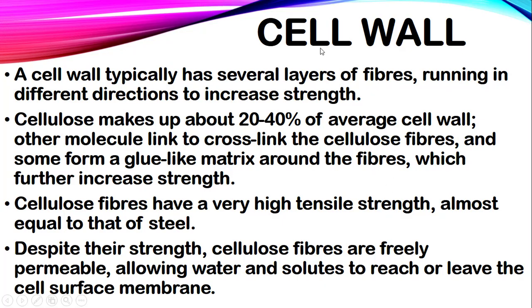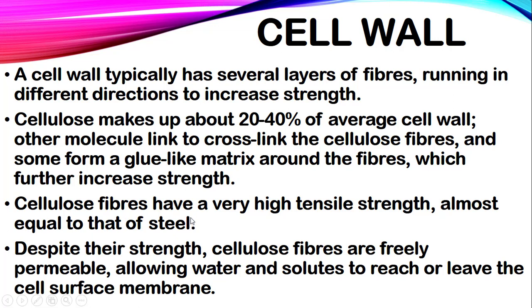Now most of the cell wall is composed of cellulose. Therefore it's important to study them. A cell wall typically has several layers of fibers running in different directions to increase strength. Cellulose makes up about 20 to 40% of the average cell wall. Other molecules cross-link the cellulose fibers, and some form a glue-like matrix around the fibers, which further increases the strength. Cellulose fibers have a very high tensile strength, almost equal to that of steel.